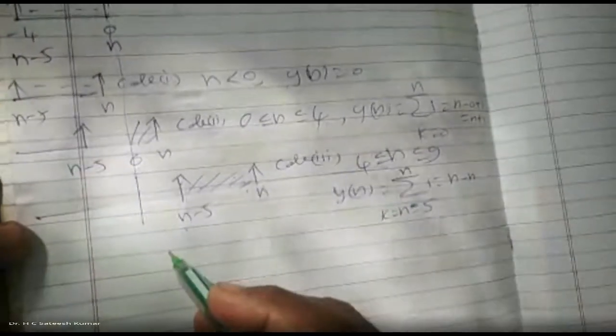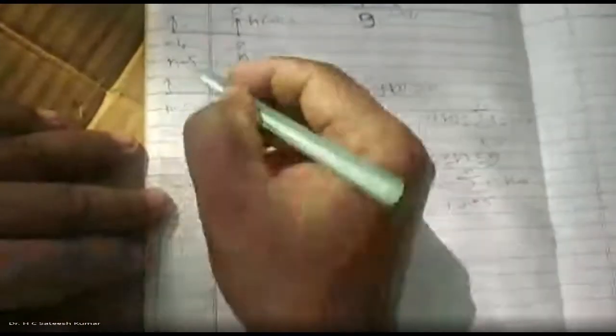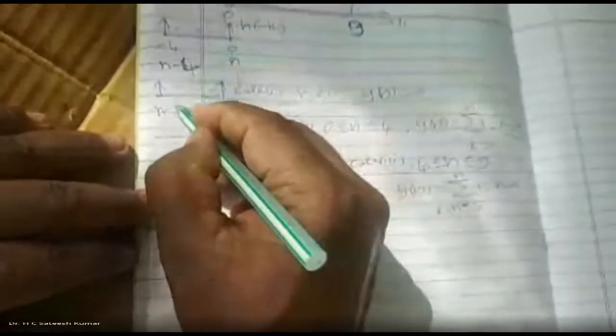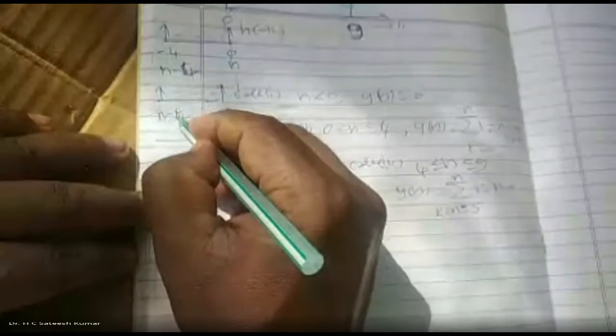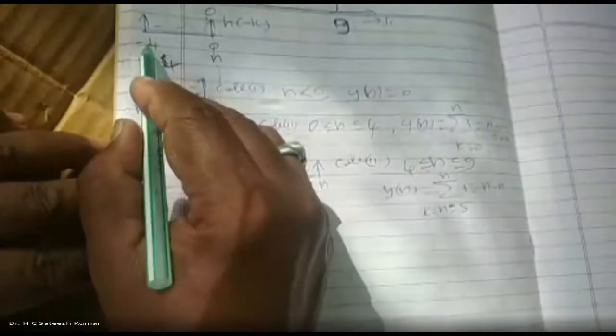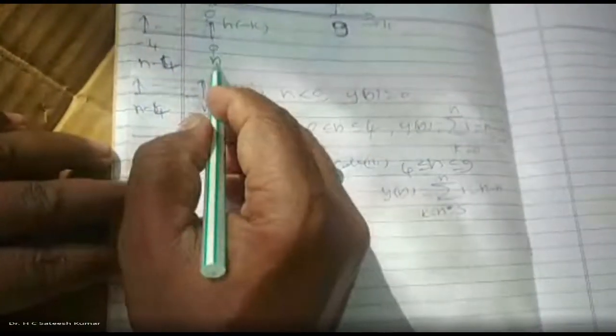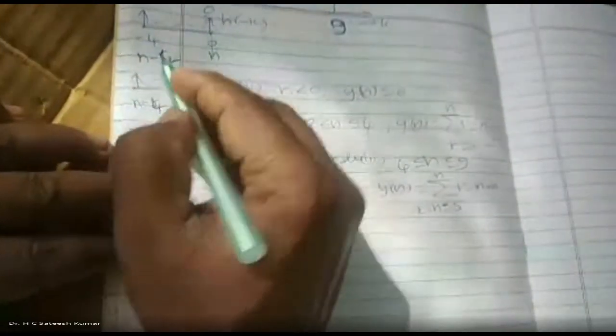N minus 5. Sorry, here we made a mistake. It is n minus 4. That's why I am not getting the correct answer. 0 minus 4. When 0 becomes n, minus 4 becomes n minus 4.